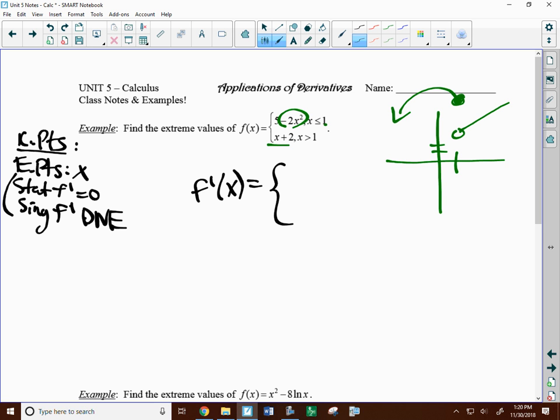Alright, so we'll write our derivative piecewise, just like the function was. The derivative of 5 minus 2x squared is negative 4x, and this is when x is less than 1. The derivative of x plus 2 is 1, and this is when x is greater than 1.